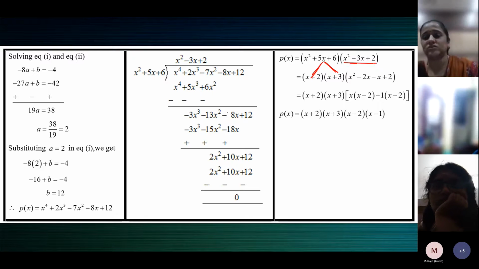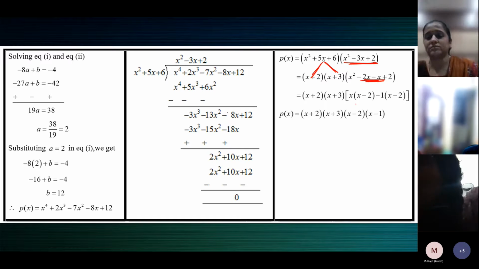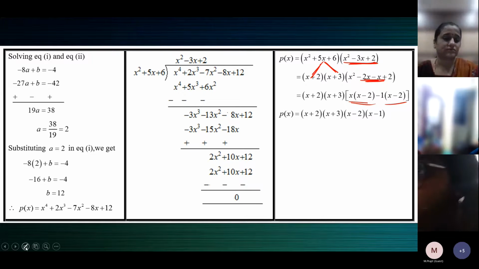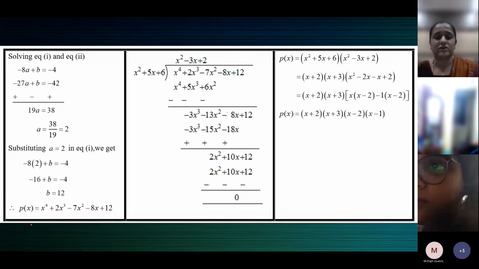But here this one is new. So split the middle term, group, and find all the factors. Yeah, start working, children.